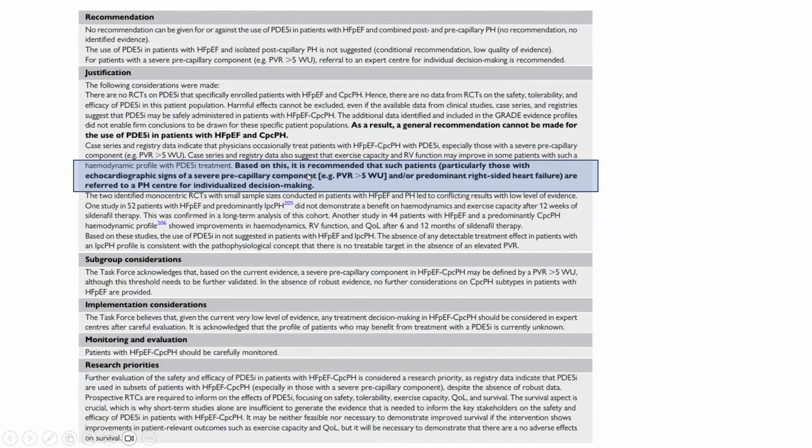And this is from ESC. It is recommended that patients with combined pre- and postcapillary PH and PVR over 5 Wood units and/or predominant right-sided heart failure receive individualized decision making. And they mention it again here in the text. Again, they insist on PVR more than 5 Wood units to consider PDE5 therapy in those patients whose wedge pressure is not severely elevated, again in that 15 to 20 range.